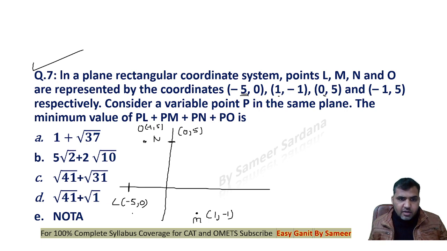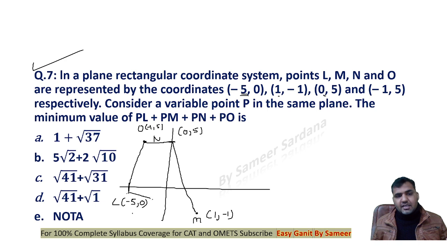Now if I join all these points, you will see this is a kind of quadrilateral, right? L, M, N and O will form a quadrilateral. Now consider a variable point P in the same plane. We are taking a point P wherever it lies, right? The question says we are supposed to find the minimum value of PL plus PM plus PN plus PO.